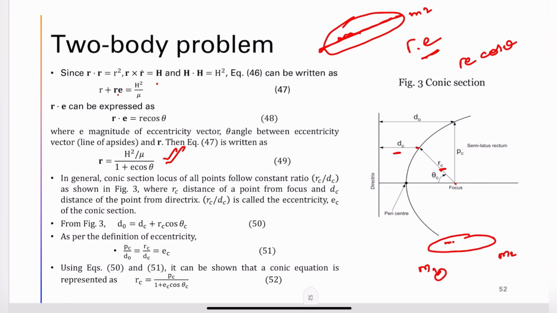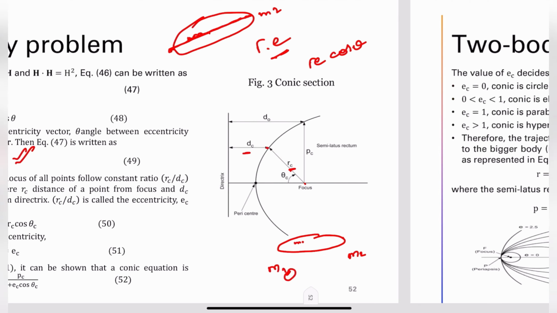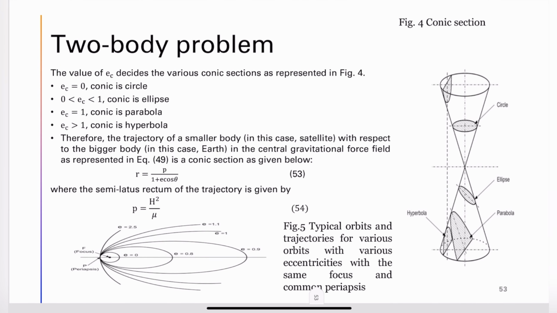Okay, so when I substitute all this in equations 50 and 51, we know that RC is equal to PC divided by 1 plus EC cos theta C. Okay, it is all with respect to the center of mass.